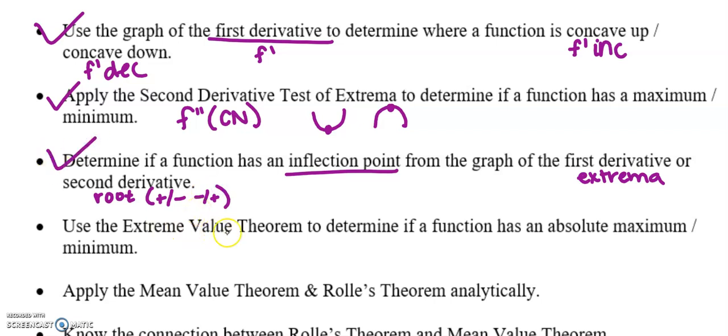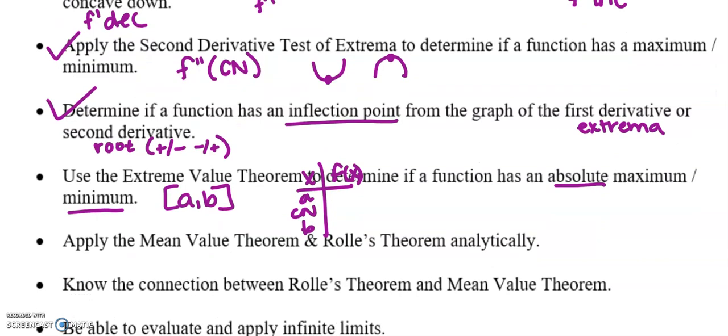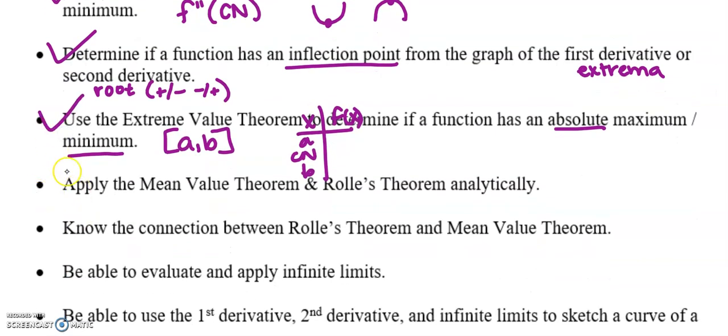We know how to use the extreme value theorem. Absolute max and min has to be on a closed interval from a to b, and we set up our candidates test with a and b and all of our critical numbers in between. We can apply the mean value theorem, which says that if f is continuous and differentiable on the closed interval and the open interval respectively, then f prime of c equals old school slope, rise over run.